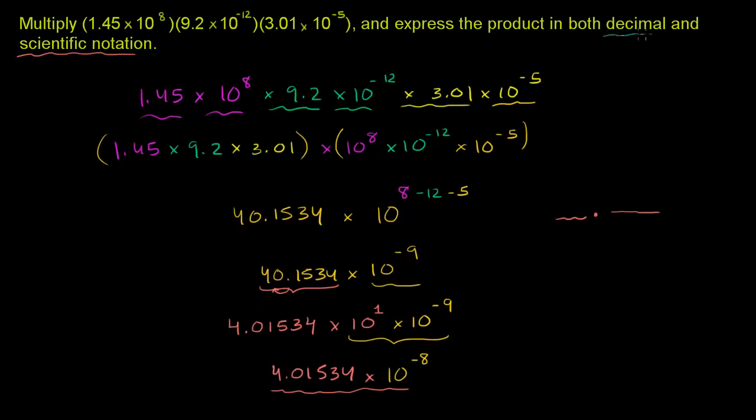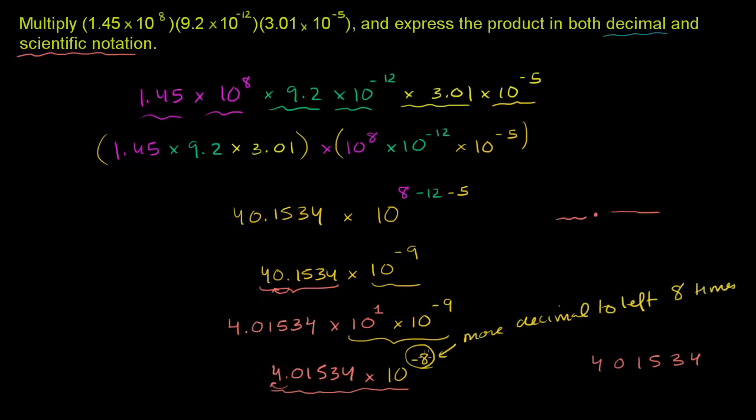Now, they wanted us to express it in both decimal and scientific notation. And when they're asking us to write it in decimal notation, they essentially want us to multiply this out, expand this out. So the way to think about it, write these digits out. So I have 4.01534. And if I'm just looking at this number, I start with the decimal right over here. Now every time I divide by 10, or if I multiply by 10 to the negative 1, I'm moving this over to the left one spot. So if I multiply by 10 to the negative 1, that's the same thing as dividing by 10, and so I'm moving the decimal over to the left one. Here, I'm multiplying by 10 to the negative 8, or you could say I'm dividing by 10 to the 8th power. So I'm going to want to move the decimal to the left 8 times.